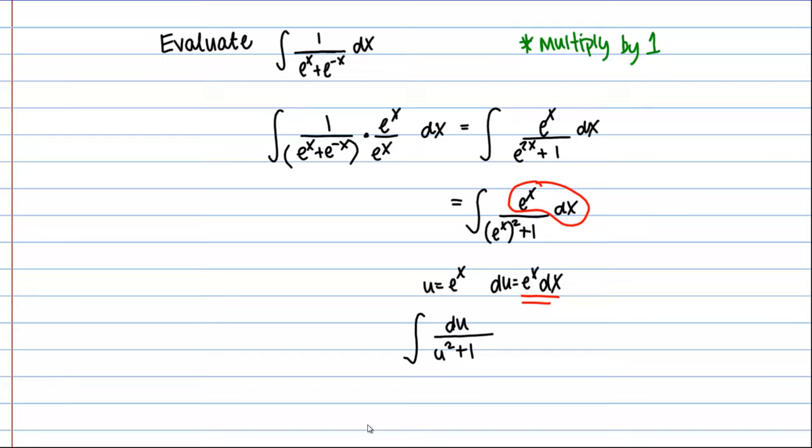Now, hopefully you recognize this form. This is a form that we have a basic integration formula for. So let me remind you of that. The integral of 1 over a squared plus x squared equals 1 over a inverse tan of x over a plus c.